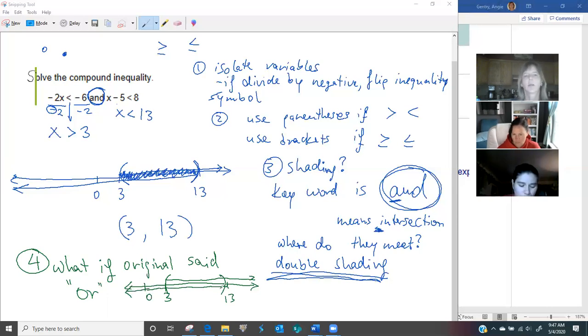Then you say, okay, "or" means union. And union means any shading. This is where I make the dumb joke in class about union. He buys a lot of junk, she has a lot of stuff. When they join in the union, they get married.